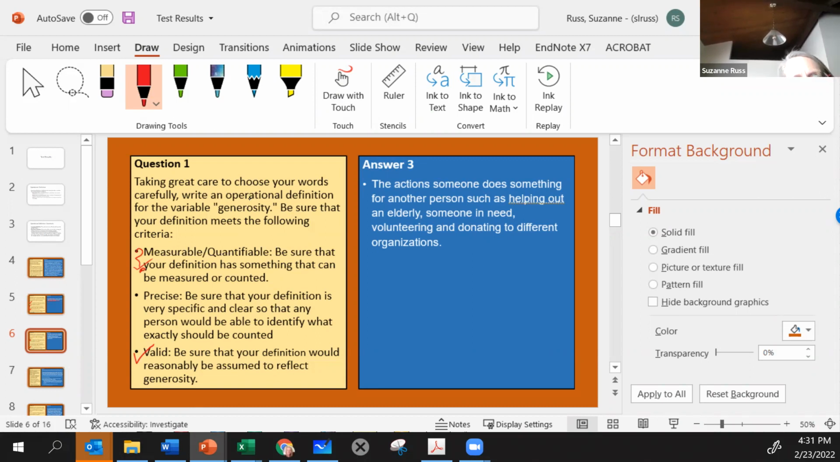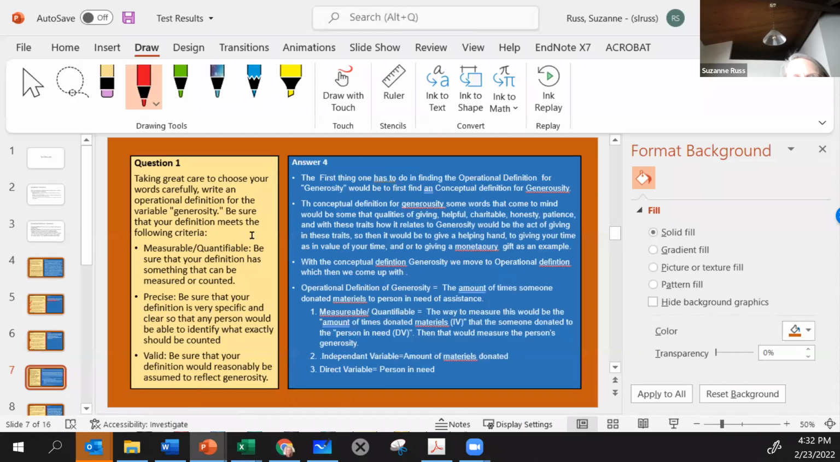How about precise? If I'm trying to count these now, do I know exactly what I'm counting? My answer would be it's not precise. It's too vague. Are these all the things we're counting? Who is someone in need? Is my child in need? Does that count, or does it have to be a stranger? I think this is not precise.